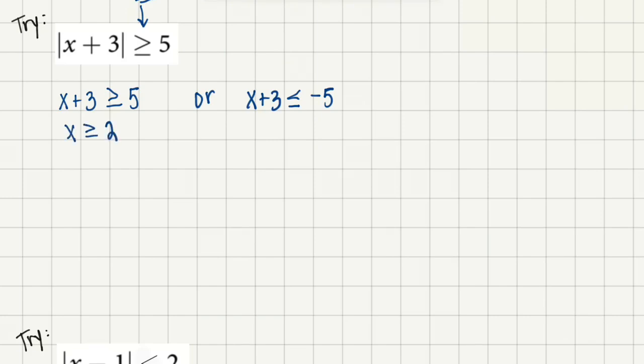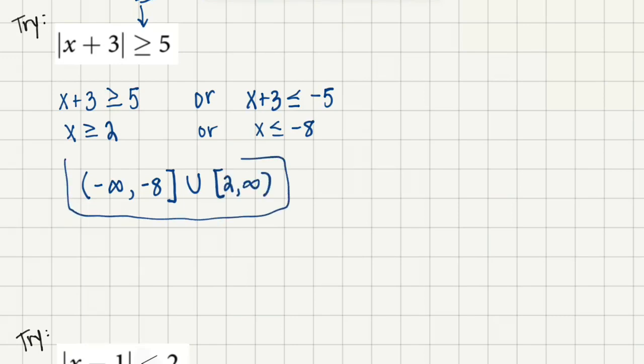X is greater than or equal to 2, or x is less than or equal to negative 8. So our answer is negative infinity to negative 8 with a closed interval, union with 2 to infinity.